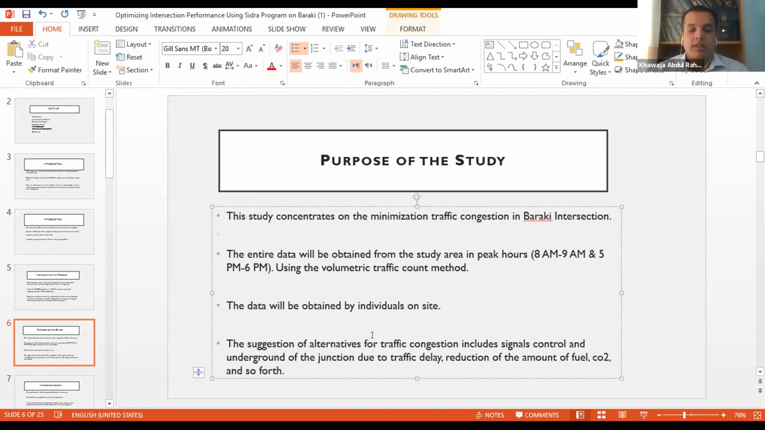The suggested alternative for traffic congestion includes signal control or an underground of the junction, due to the daily reduction of the amount of fuel, carbon dioxide, and so forth. In general, these tasks will be performed during this study: an increase in the level of service of the road, increasing the capacity, decreasing the congestion by lowering vehicle delay, fuel consumption reduction, and decreasing carbon dioxide and nitrogen oxide production.